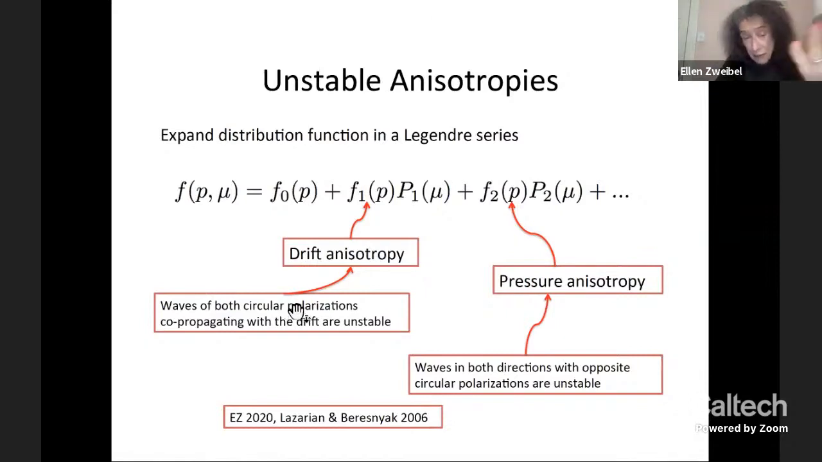The wave itself is going in the same direction as the drift, but the waves of different circular polarizations scatter cosmic rays going in different directions. In pressure anisotropy, waves going in both directions are unstable, but in each direction, there's only one sense of circular polarization that is unstable. This instability was first discussed some time ago by Alex Lazarian and Andrei Beresnyak, and I wrote a paper about it last year.